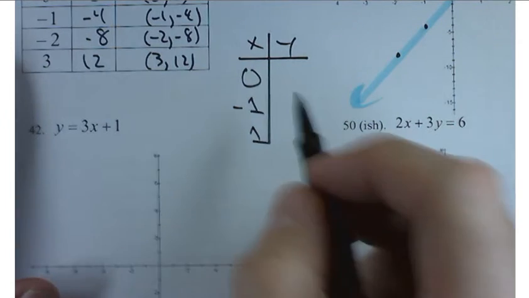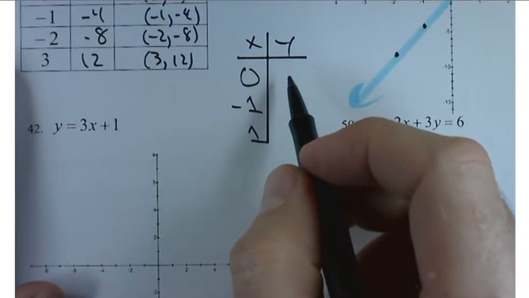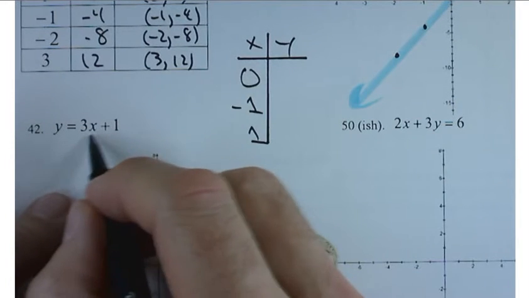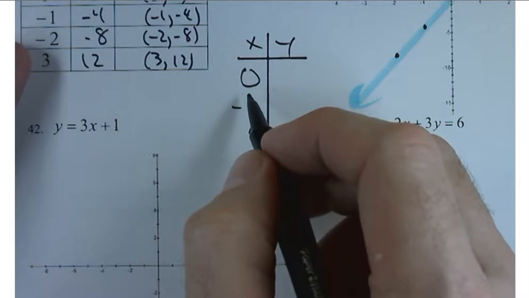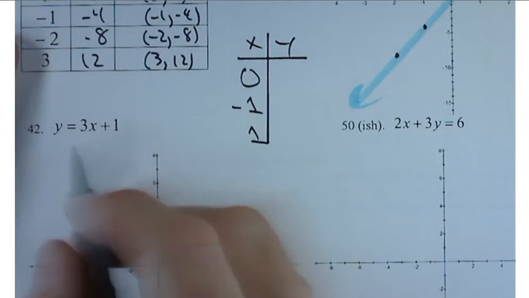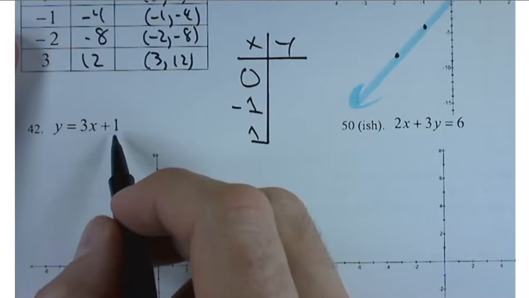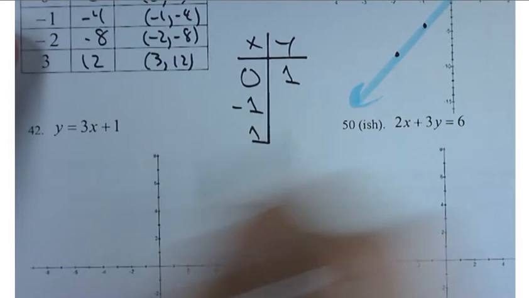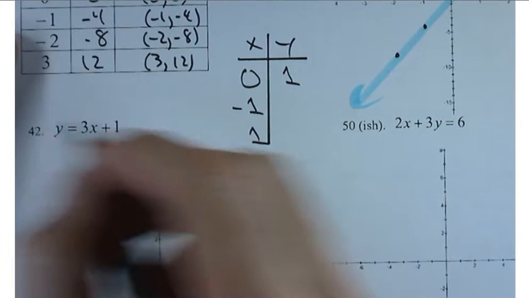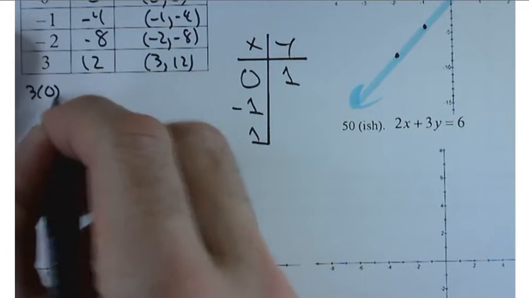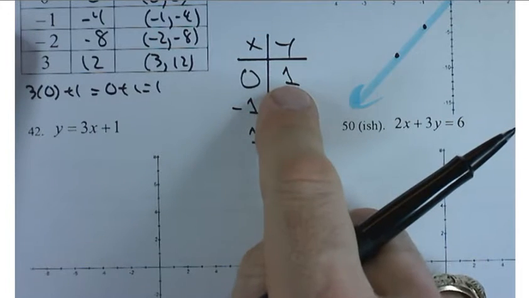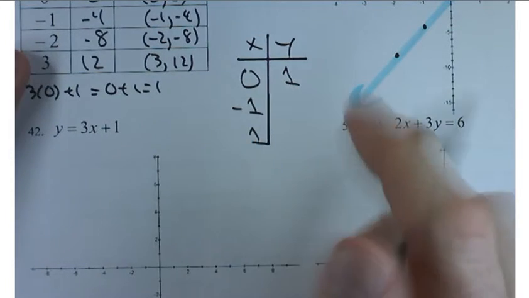Marianne, if x equals 0, what does y equal? If I put in a 0 here, what do I get for y? 3 times 0 plus 1 would be 1. All right, so let me do that over here. 3 times 0 plus 1 would be 0 plus 1, which is 1. So 0 for x, 1 for y.